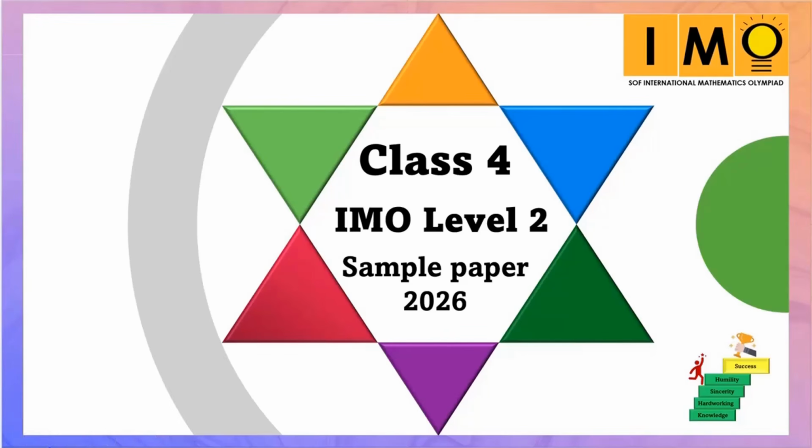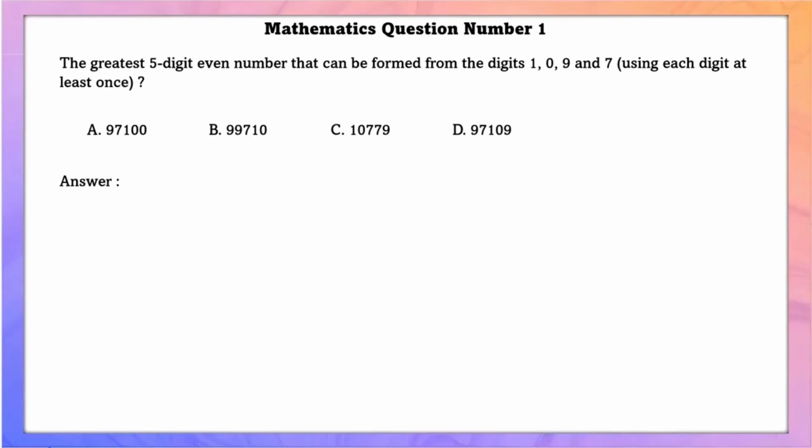Class 4 IMO Level 2 Sample Paper 2026. Mathematics question number 1. The greatest 5-digit even number that can be formed from the digits 1, 0, 9 and 7 using each digit at least once is.